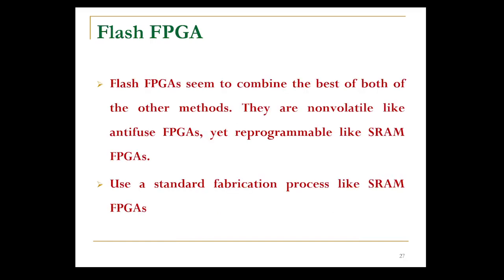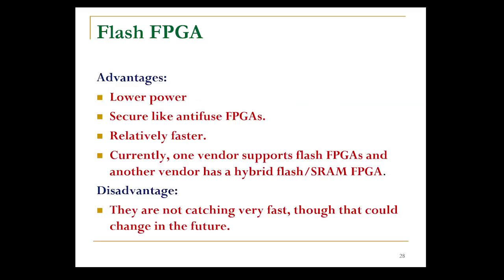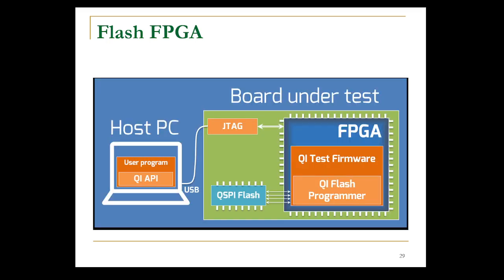Next, we are moving to the last one, Flash FPGA, which is nothing but EEPROM. It combines the best of both SRAM as well as Antifuse. Again, it is reprogrammable and it uses a standard fabrication process. Advantages: it is a low power technology. It's secure like Antifuse. There is no theft or loss of data in the bit stream. Relatively faster. Disadvantage: though it is very fast, it cannot be changed in the future.